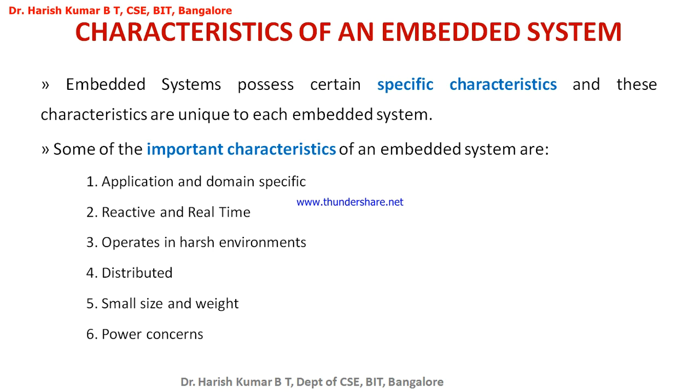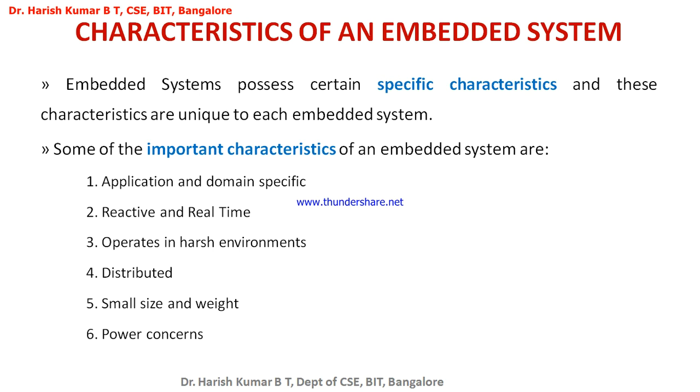Now, an embedded system has its own specific characteristics, and these characteristics are unique to each embedded system. That means the characteristics we are going to discuss now are not generalized across all embedded systems. The characteristics vary from one embedded system to another embedded system.